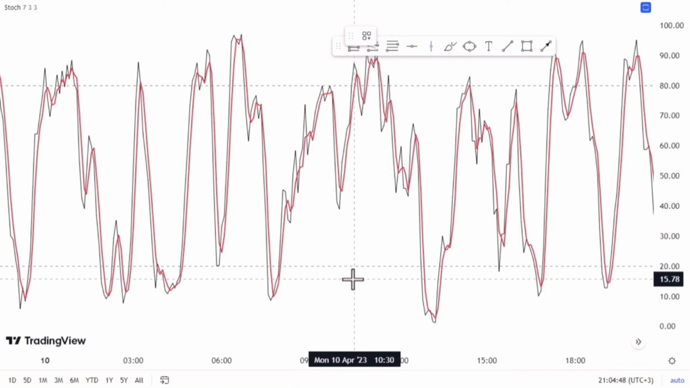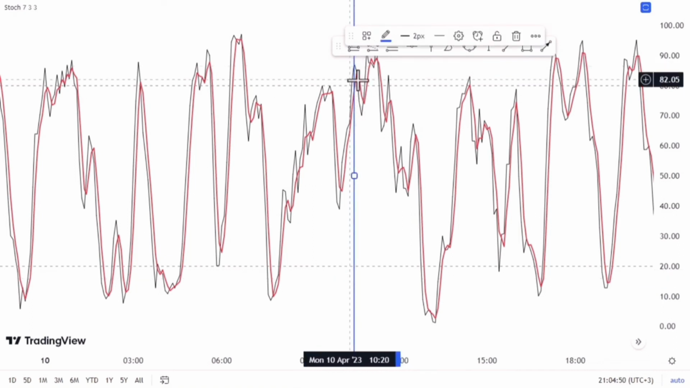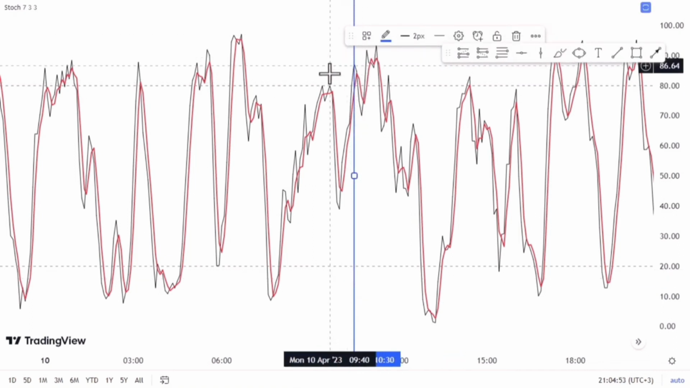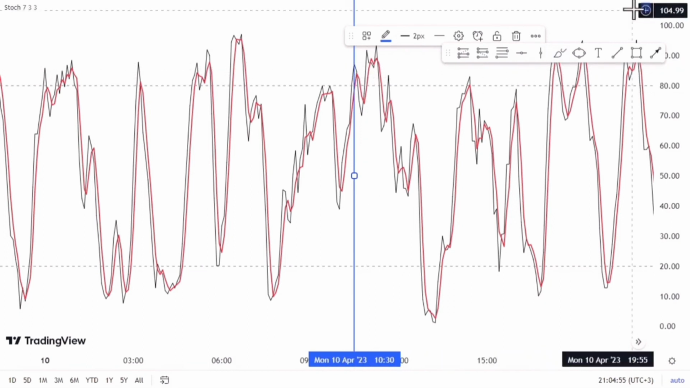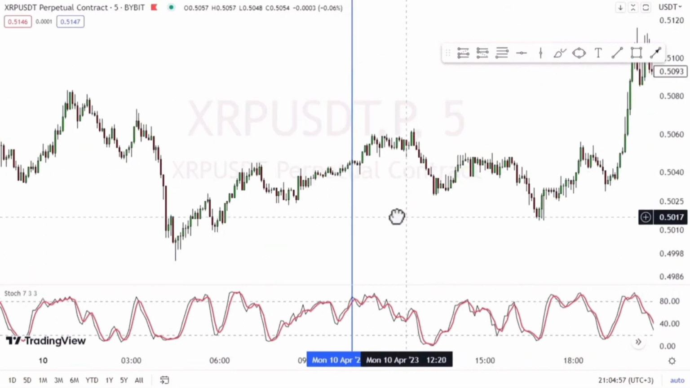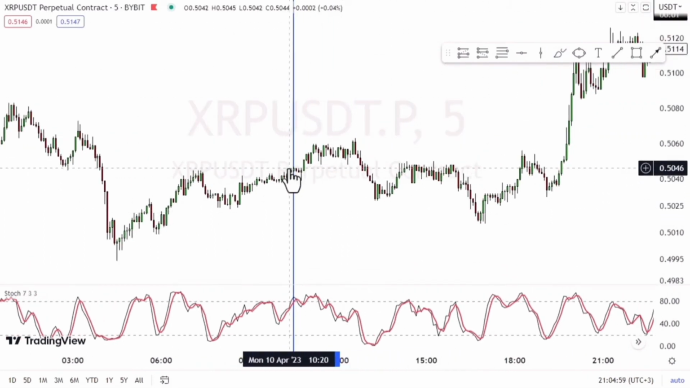Let me mark this area here. For example, here is the price. This area was overbought. Let's bring the chart up. Could we just go for a sell trade here? No, we can't. Sometimes it works, sometimes it doesn't.